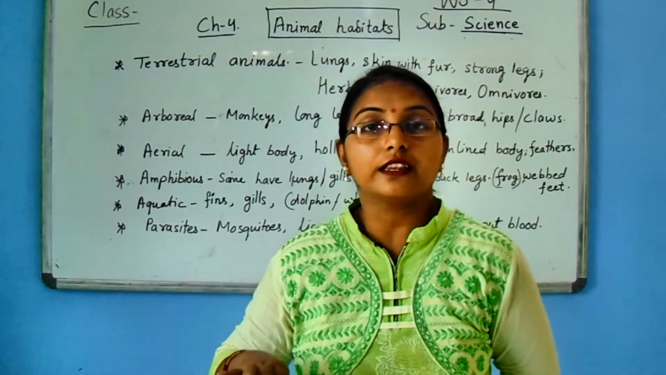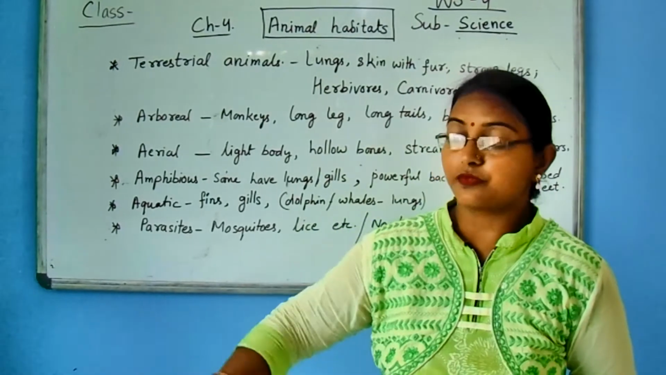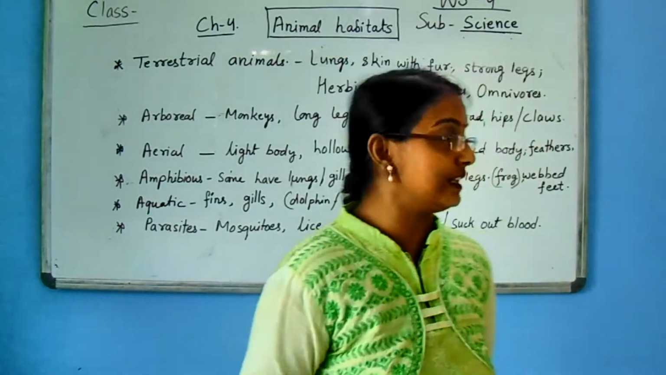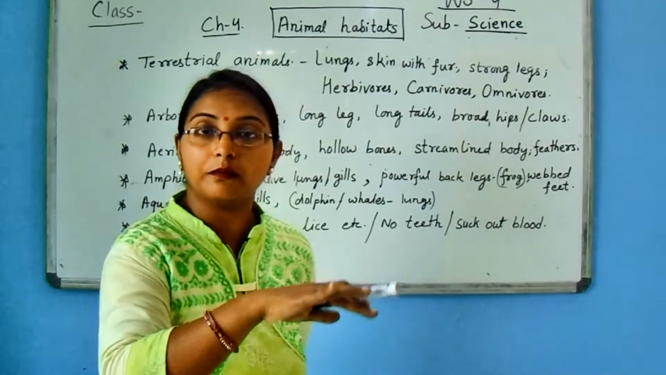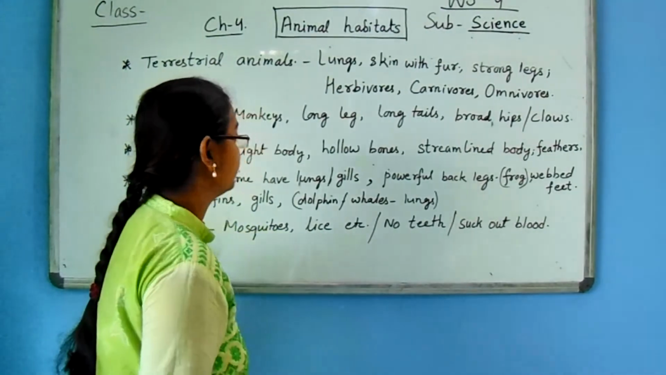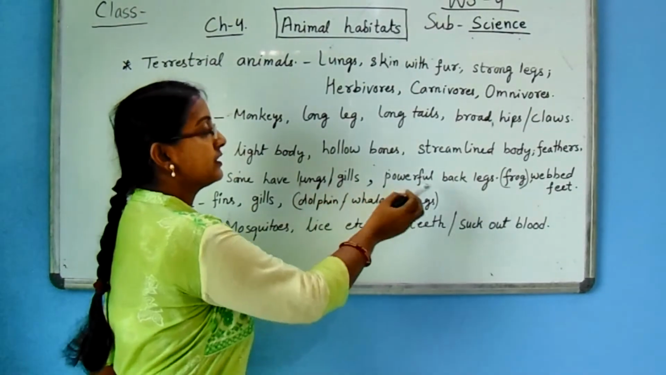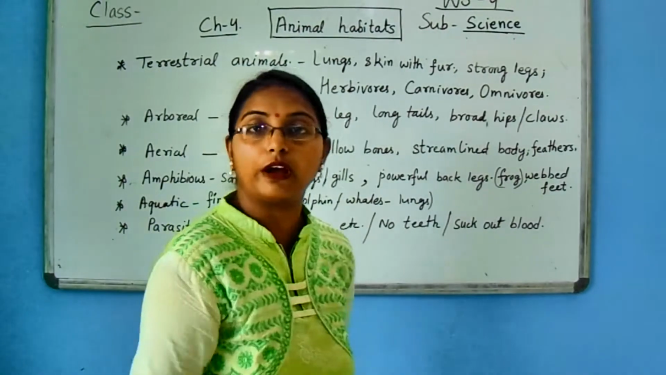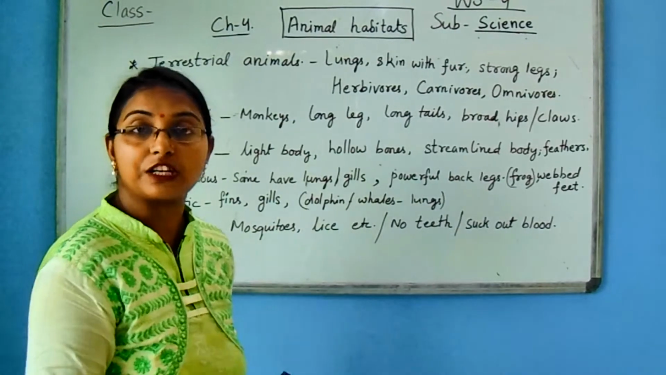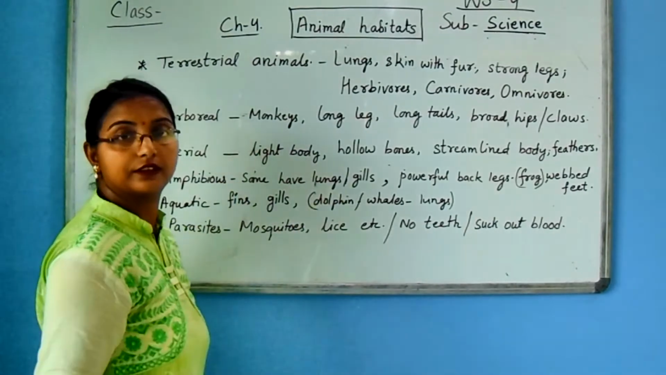Webbed feet means they have webbed feet that can pass through the water while swimming. So amphibious animals, some have lungs, gills, powerful back legs and also webbed feet. These are the special adaptations, special modifications that help them live in their habitat.